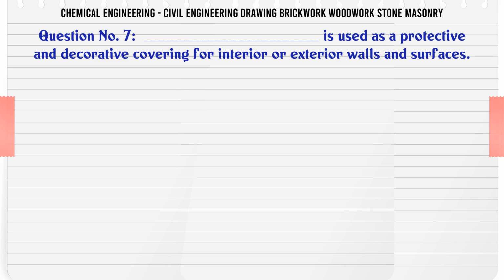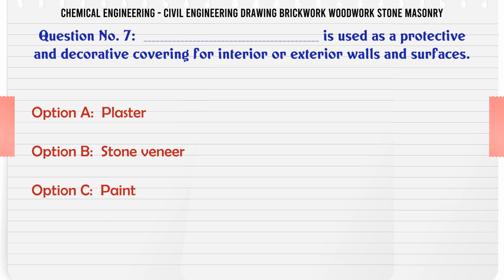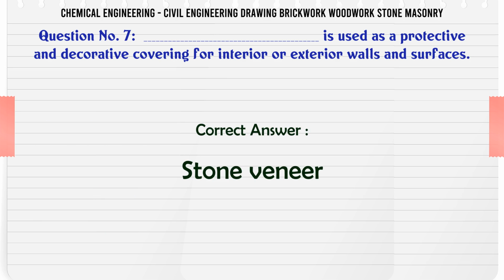___ is used as a protective and decorative covering for interior or exterior walls and surfaces. A. Plaster. B. Stone veneer. C. Paint. D. Putty. The correct answer is stone veneer.